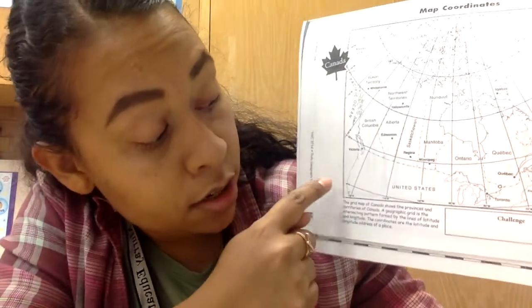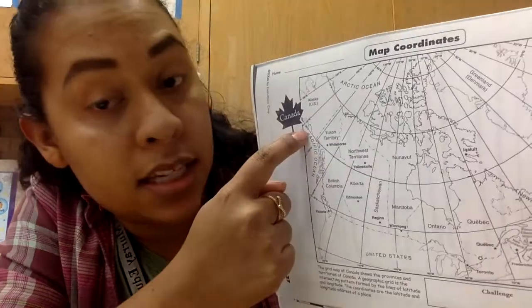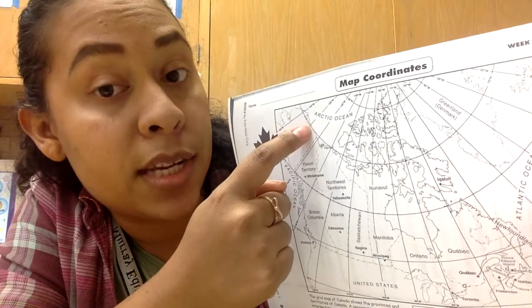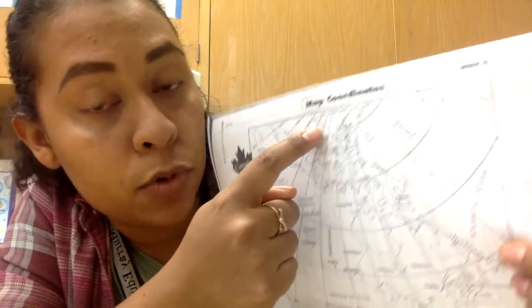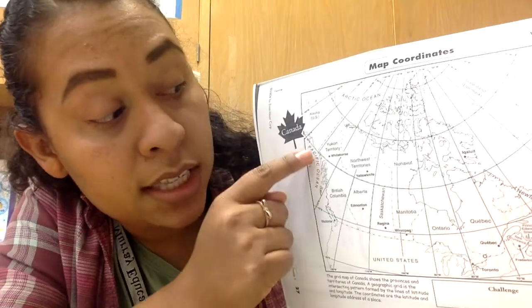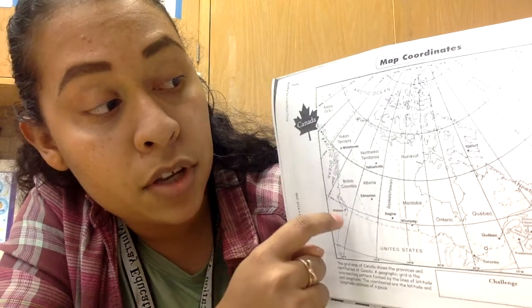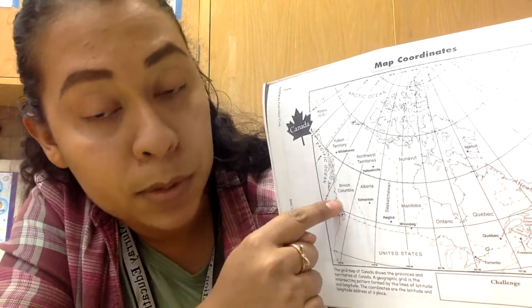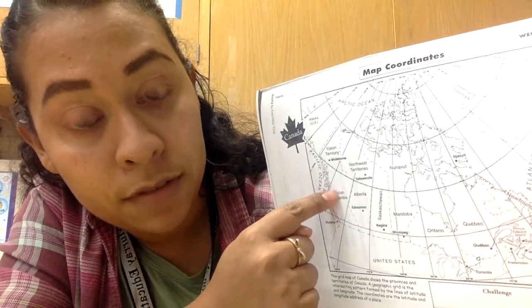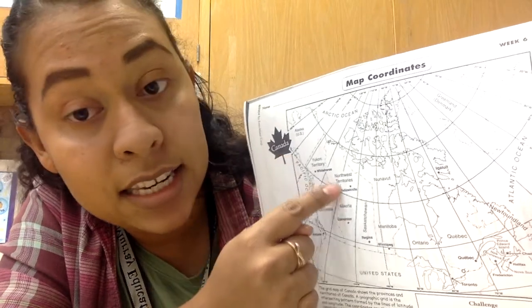So from here to here is 10 more. From here to here is 10 more. Here to here is 10 more. Here to here is 10 more. So anything in between will be, so if this is 50 and this is 60 degrees north, so if you keep going north, if you keep going up, it'll go 51 degrees north, 52, 53, 54, 55, 56, 57, 58, 59, and then 60 degrees north.